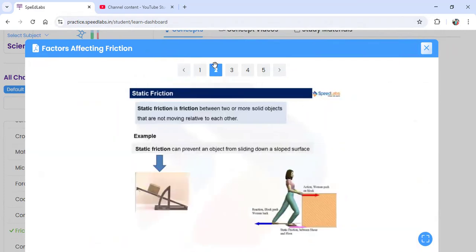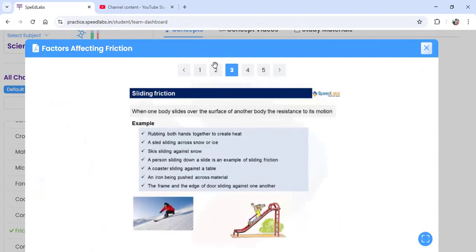Okay, what is static friction? Let's talk about the types of friction, children. Static friction is friction between two or more solid objects that are not moving relative to each other. For example, static friction can prevent an object from sliding down a sloped surface. You see, this is a sloped surface, an object is kept, but it is not moving because of the static friction. See, this girl is pushing a block, but this box is not moving because of the static friction.